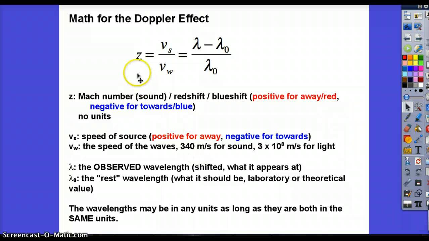And you can pick any two of the 3 parts of this equation and set them equal to each other. So you could use Z equals lambda minus lambda naught over lambda naught. You could use Z equals Vs over Vw. You could use Vs over Vw equals lambda minus lambda naught over lambda naught. It doesn't matter which 2 parts you pick. Just pick parts based on the information in the problem. I'm going to do another video later that will have several examples of how to do problems involving this math. So that will be coming in a later video.